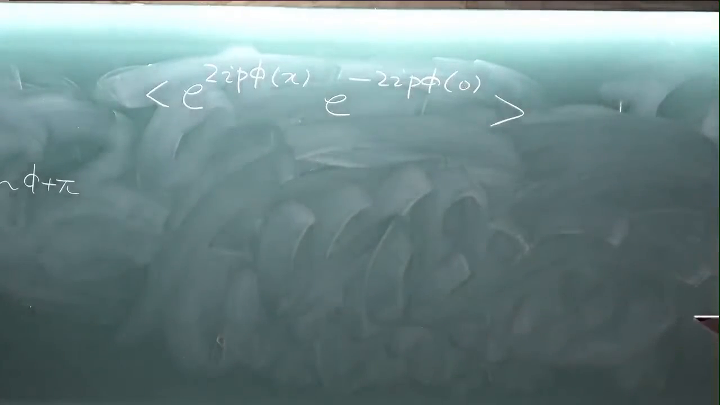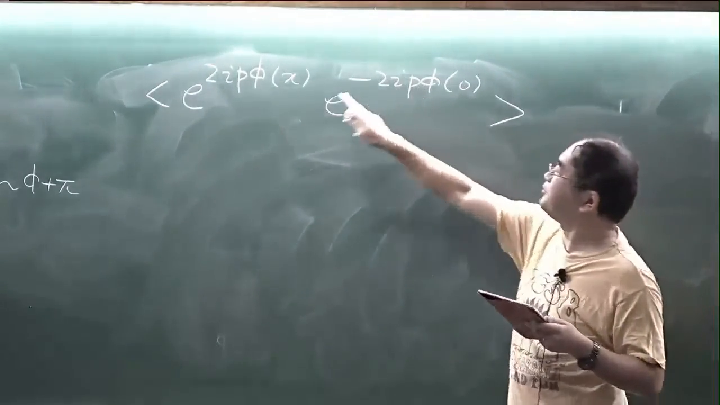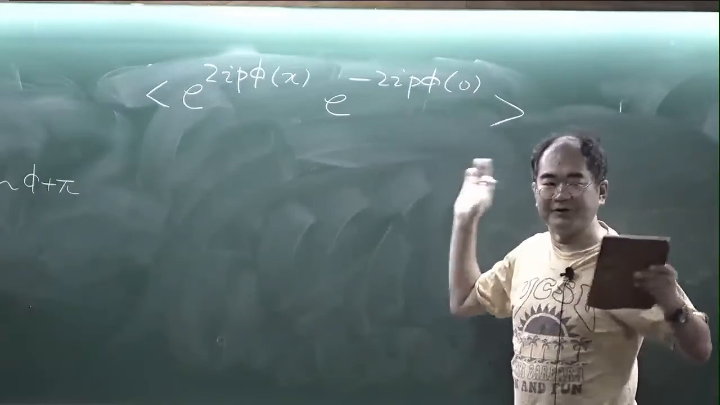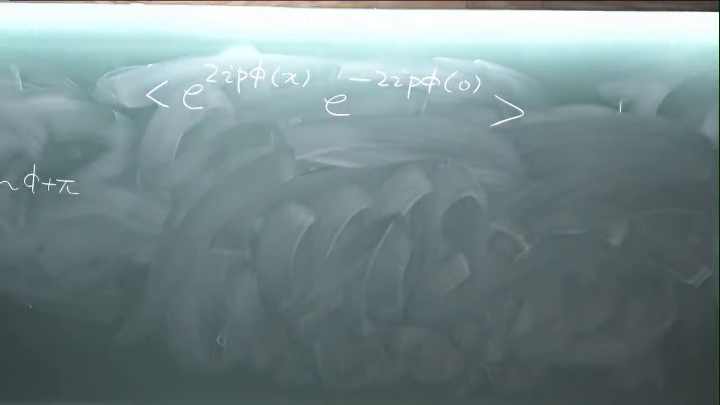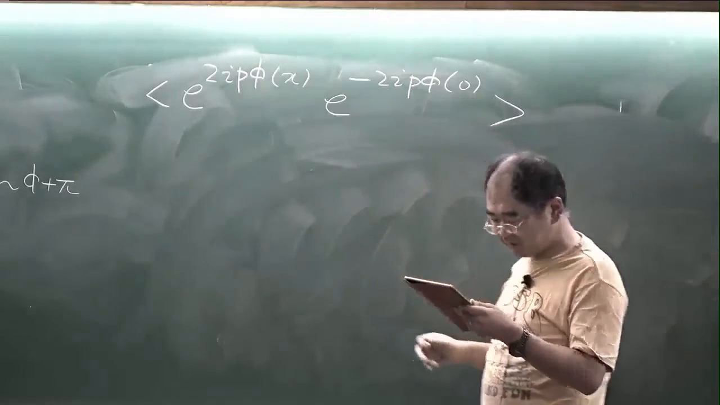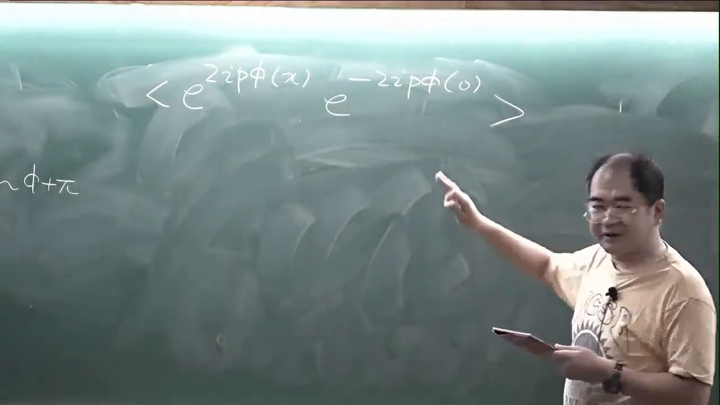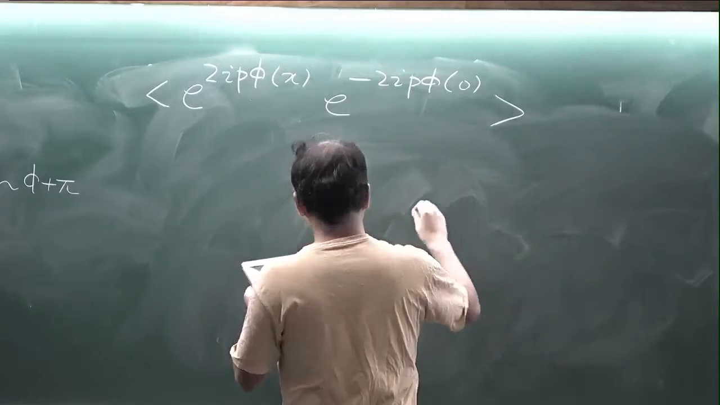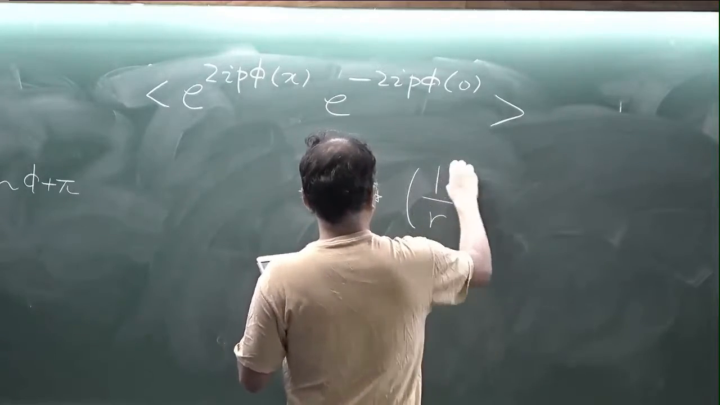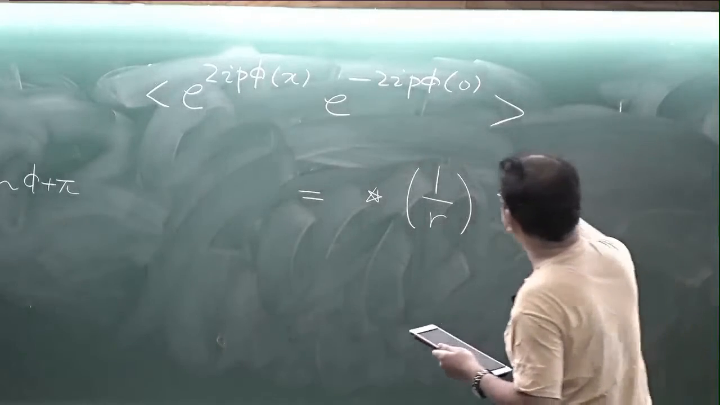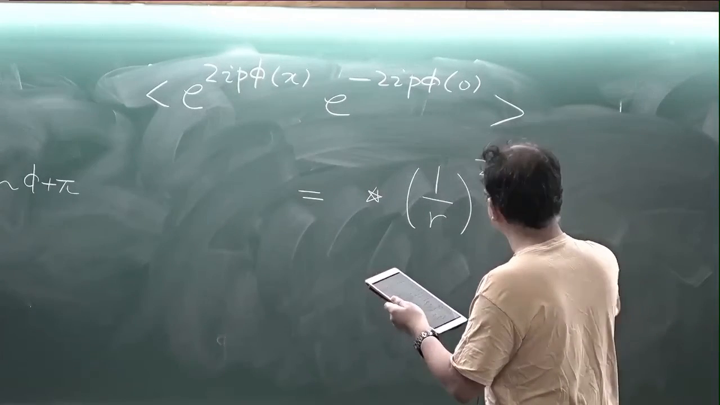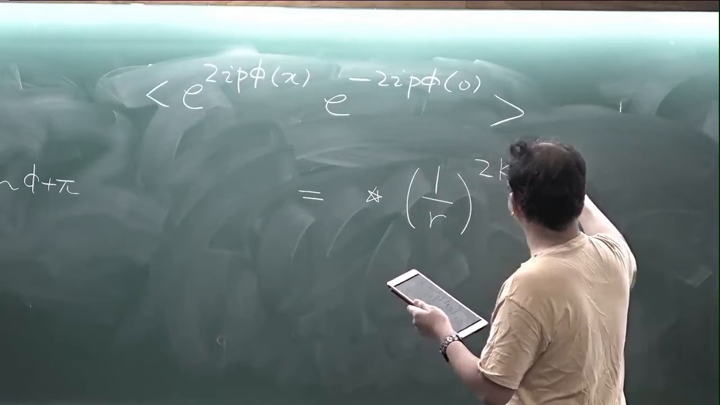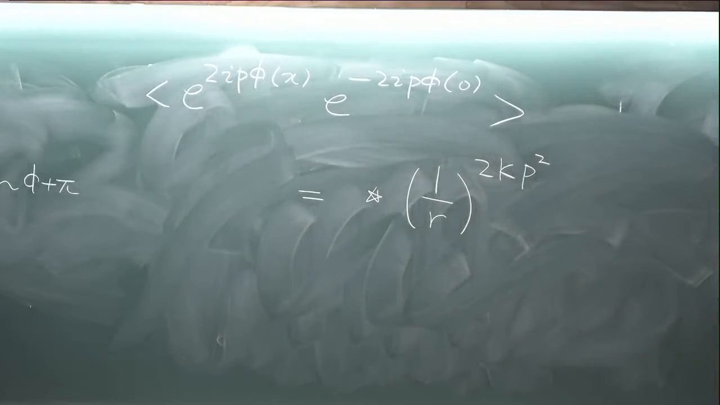So if you compute this kind of correlation function, by the way, if you have different p and p prime, then the correlation function is 0 because of charge conservation. But you can have a non-vanishing correlation function if you have the same p with plus and minus. And this can be computed exactly for free boson field theory. The result is determined by a power law, and this exponent is given by 2 times k times p squared.